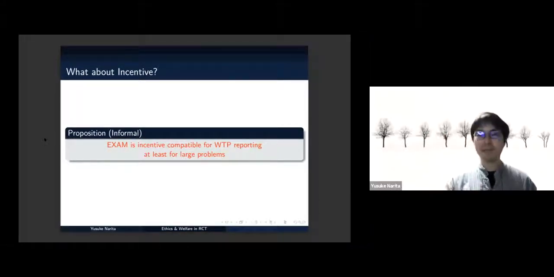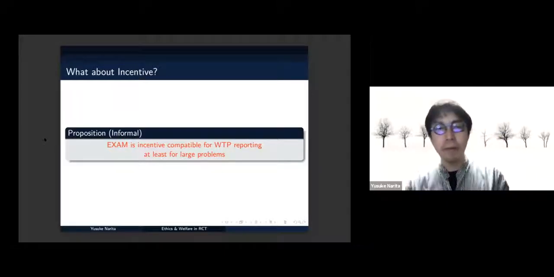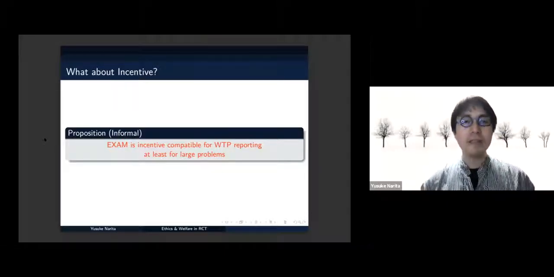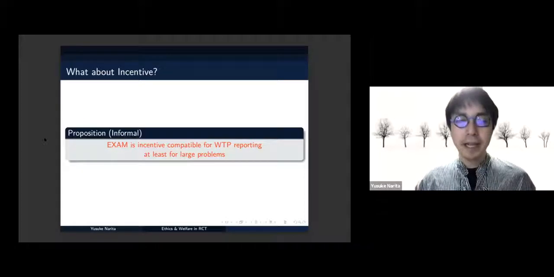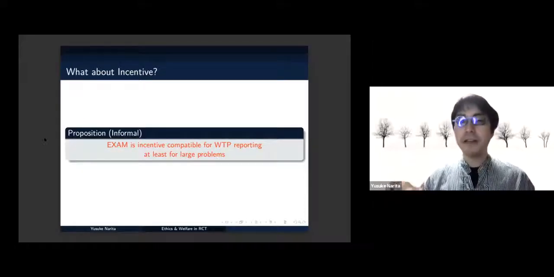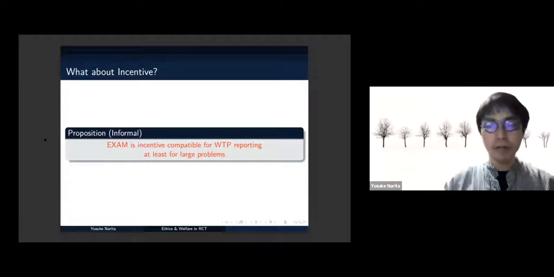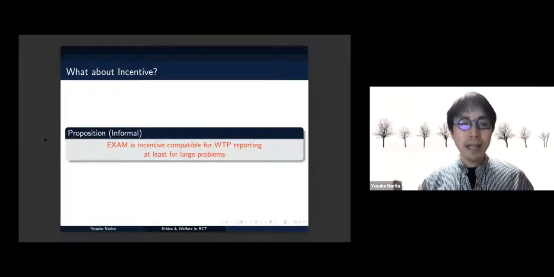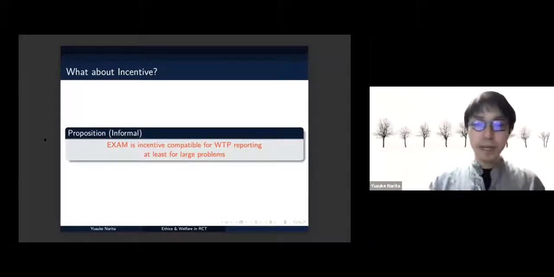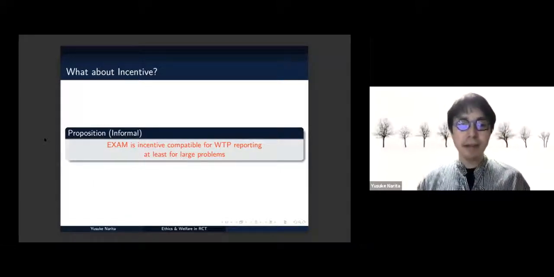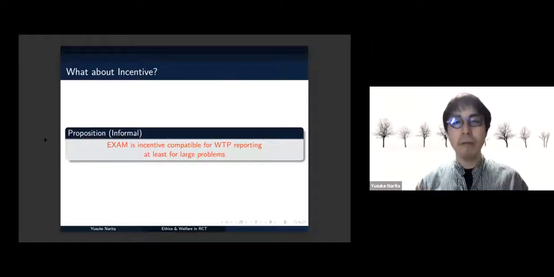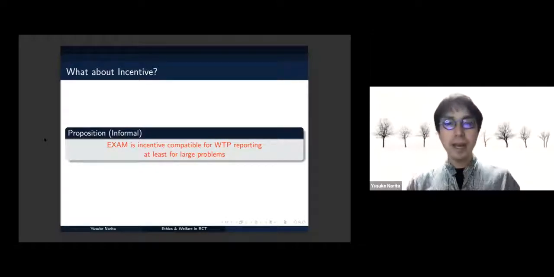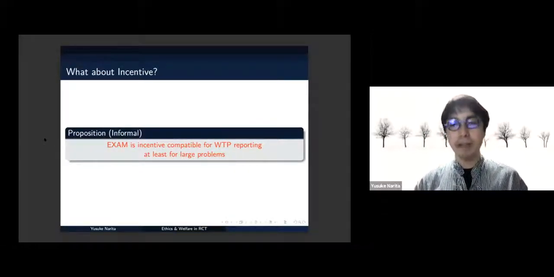And in this sort of preference reporting or willingness to pay reporting process, one concern is incentive compatibility. That is, whether subjects find it optimal and makes sense to simply report the true willingness to pay to the experimenter. And the theoretical answer to this question turns out to be yes, in the sense that EXAM can be shown to be incentive compatible for willingness to pay reporting, at least for large enough experimental design problems.